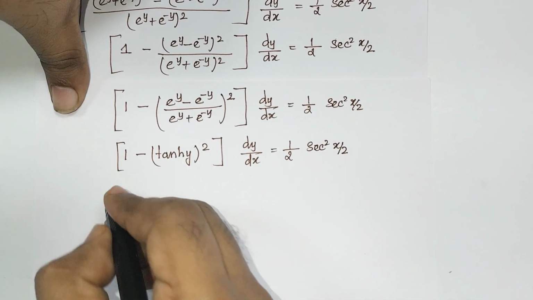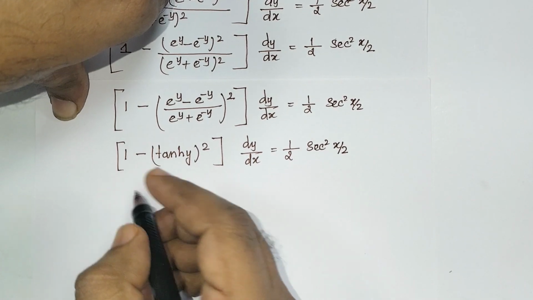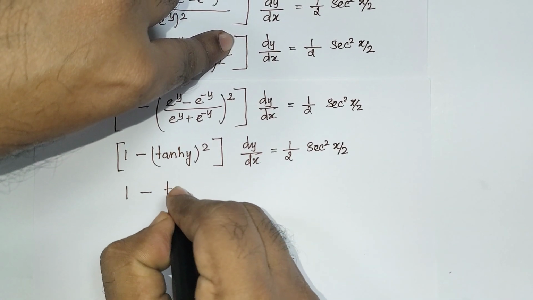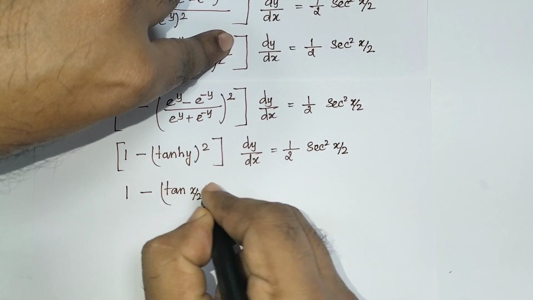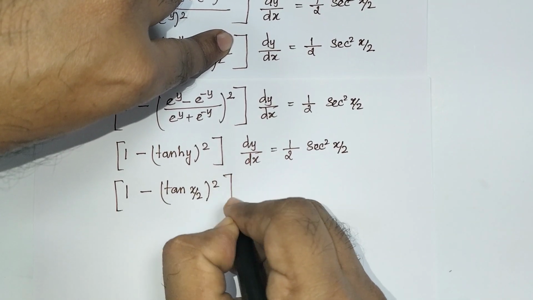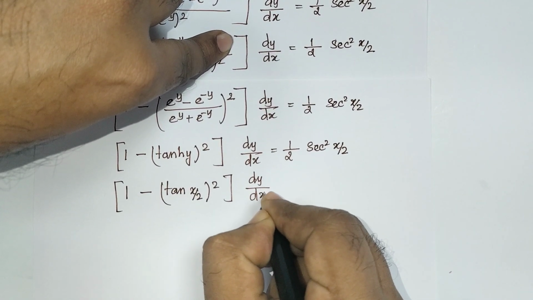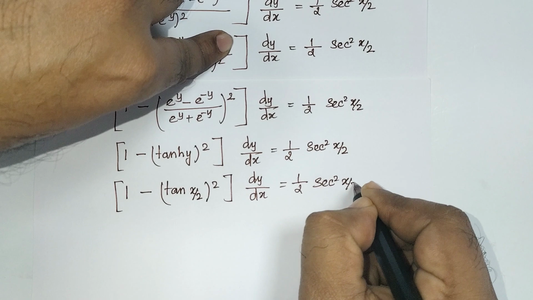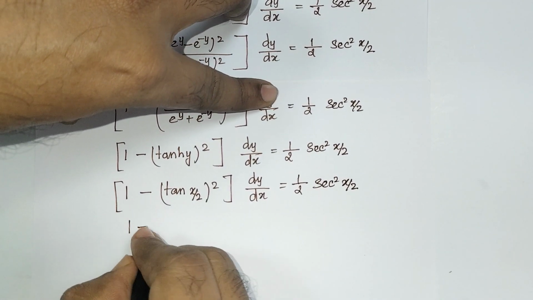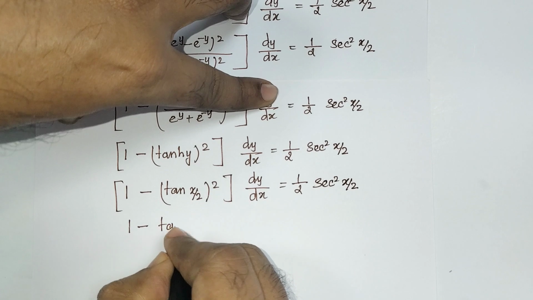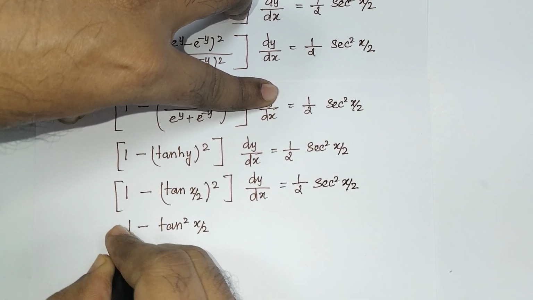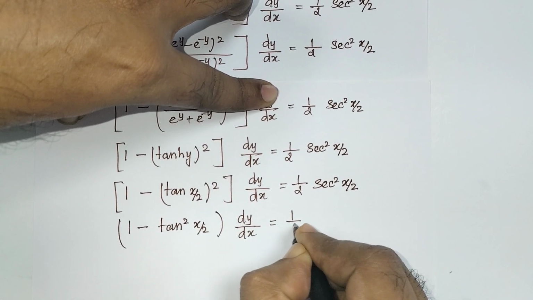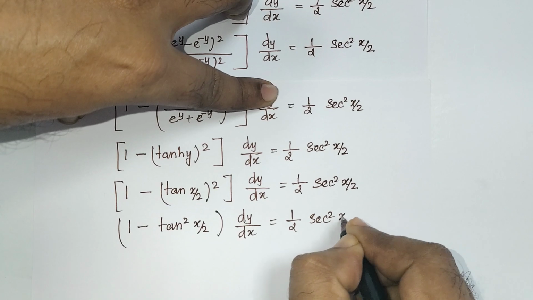Okay, so by the given equation I'll write 1 minus tan hy is equal to, I'll write tan x by 2 whole square, dy by dx is equal to 1 by 2 secant square x by 2, and here I'll write 1 minus tan x by 2 whole square, I'll write 1 minus tan square x by 2, dy by dx equal to 1 by 2 secant square x by 2.